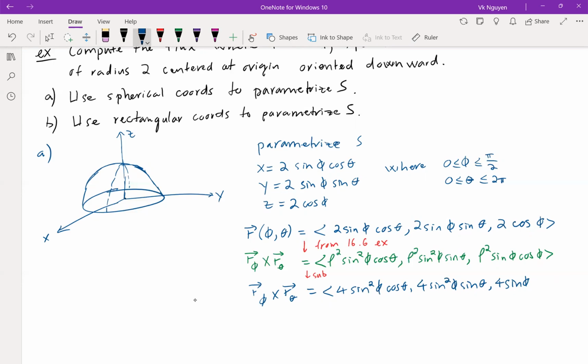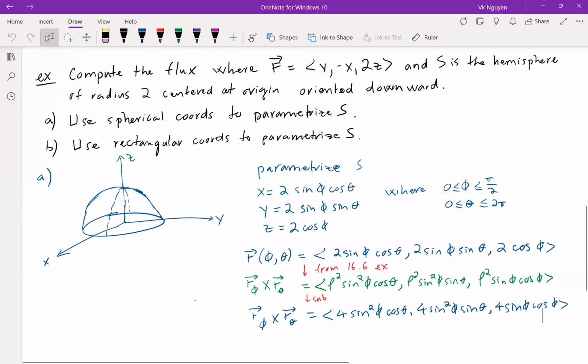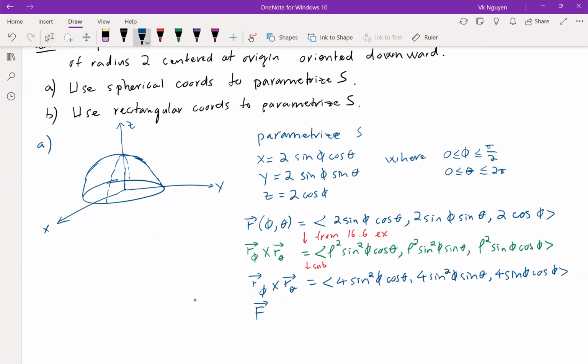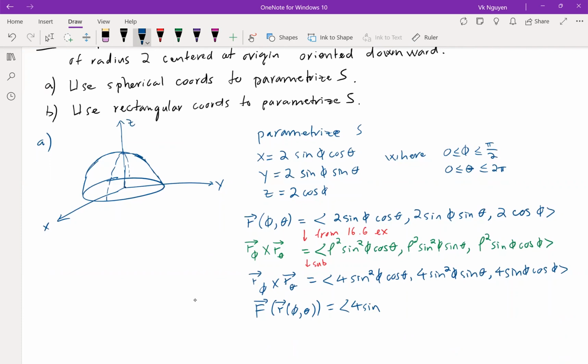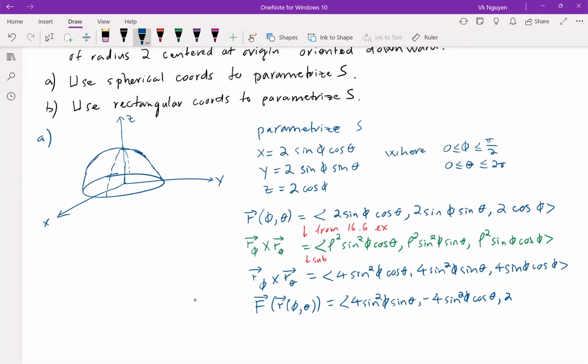This thing a little smaller here. Okay, we have this. We have the r. We're just going to do F of r of phi, theta, because we need this one. Actually, you can compute the dot product from here. It saves you time. Okay, what do we have? We have a y, so 4 sine squared phi sine theta, negative x minus 4 sine squared phi cosine theta, 2z, so 2 times, oh shoot, I copied from this one.